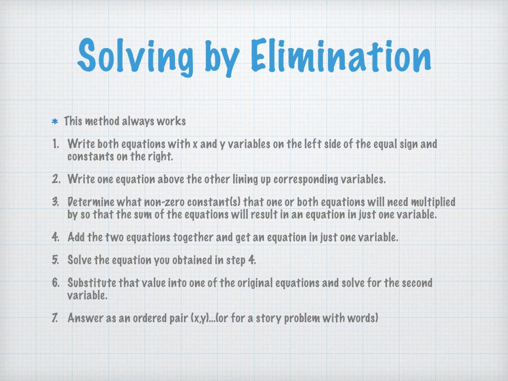Step 4, you're just adding those equations together once you've multiplied in that constant or constants, and that gives you an equation in one variable for which you can solve. So you solve that equation to get a solution for one of your two variables. You then substitute that value into your original equation and solve for the second variable. You answer as an ordered pair x, y, or again for story problems, you'll answer with words.